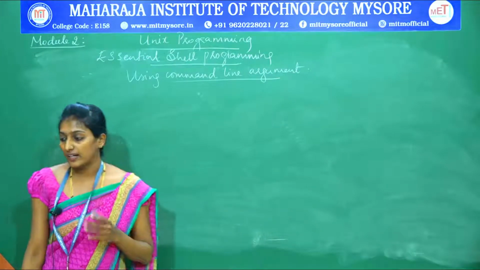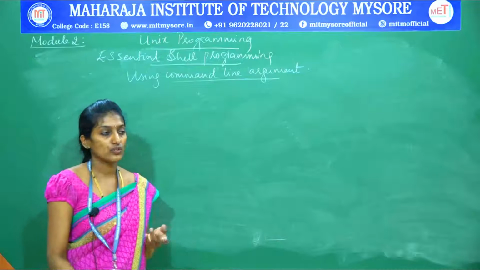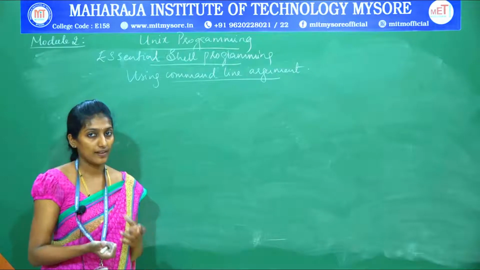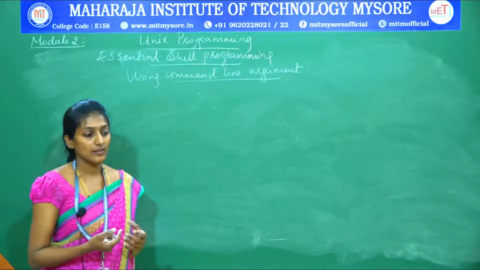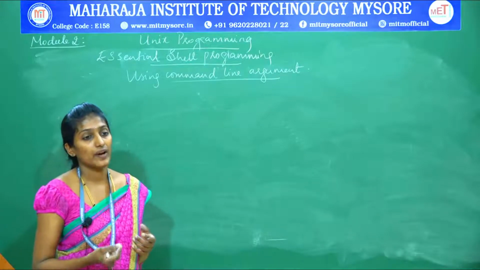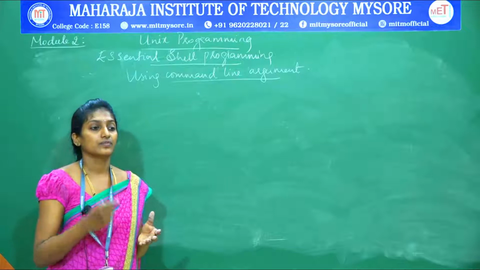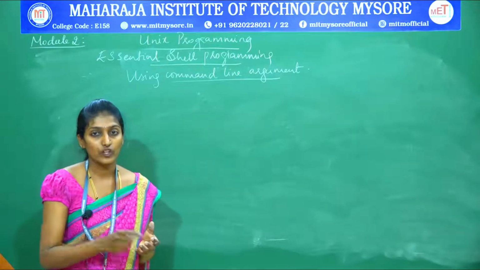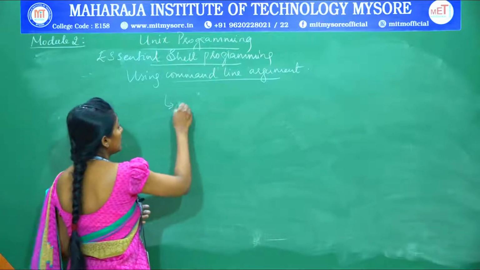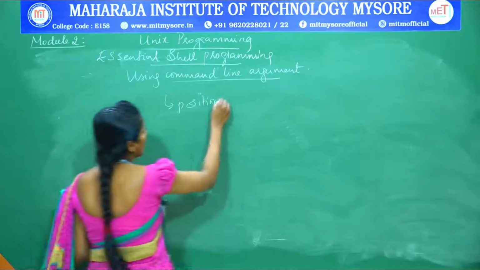So what does using command line arguments represent here? Usually, while executing your shell script, you provide arguments on the execution command line, right? If you want to know what arguments you have provided, how many arguments you have provided, or the number of arguments, for all these we use what are called positional parameters.